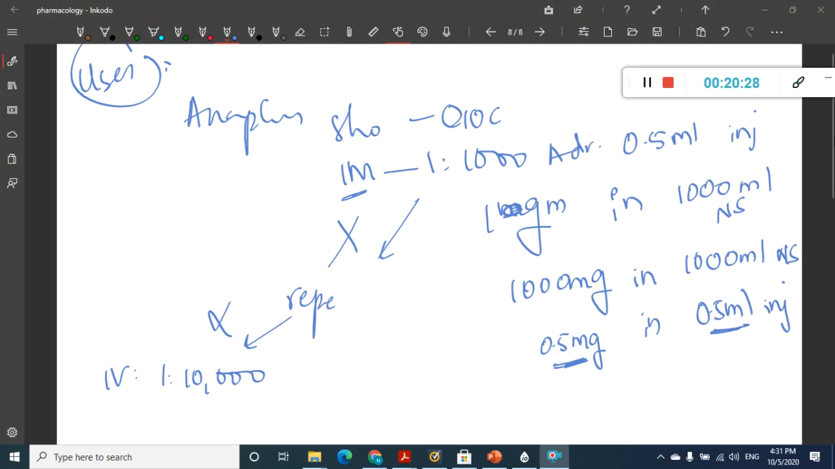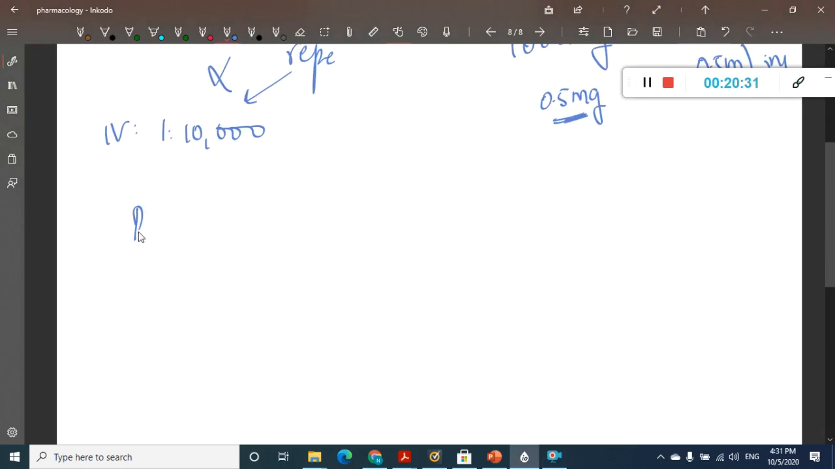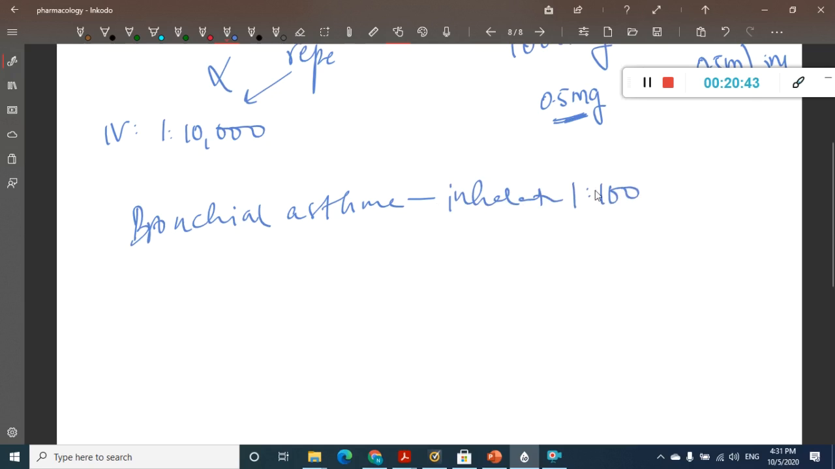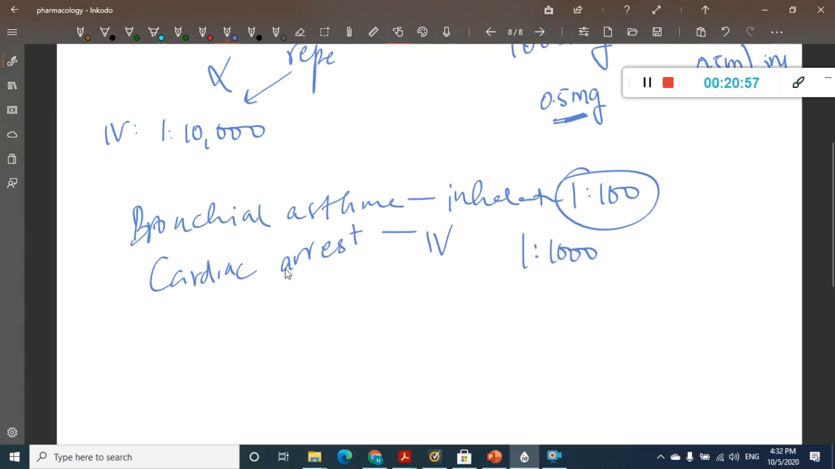Then you have bronchial asthma. You can use it in bronchial asthma also. In bronchial asthma, you give it by inhalation, 1 in 100. Then you can give it in cardiac arrest. In cardiac arrest, you can give it IV, that is 1 in 1000. You can also give it in local anesthesia. In local anesthesia, you give it subcutaneously, 1 in 2 lakhs.